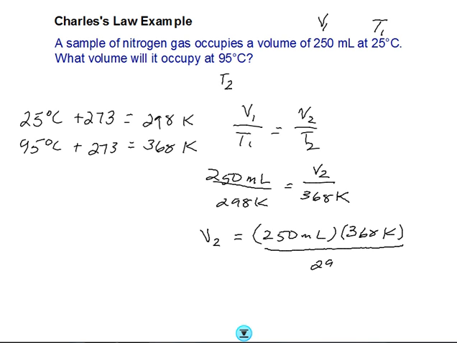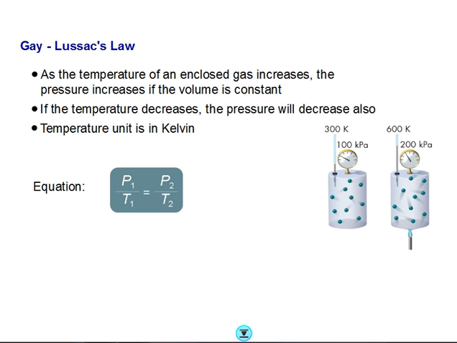So you multiply those two together, 250 times 368 divided by 298, and here we go. We check the units. They cancel. Remember, that's how you do these problems. If your units cancel, you're doing it right. So we get V2 as being about 308.724, but to two significant figures, since all of our numbers are in two significant figures, we're going to round that to 310. All right, so you have 310 milliliters is our second volume. Boom.